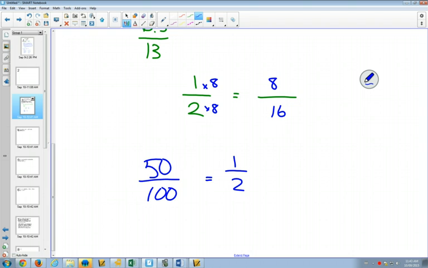You could divide them. Now, to go the quickest, you could divide them by 2, and if you divide them by 2, this would become 25 and this would become 50. But that might not be the lowest terms yet. Then you might say, well, I could divide them both by 5.